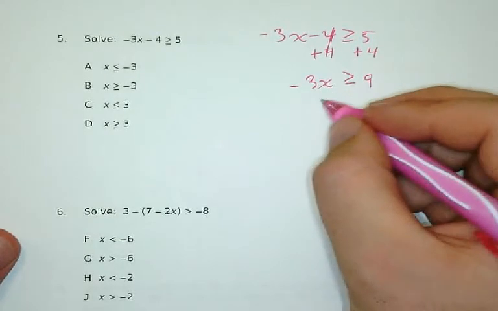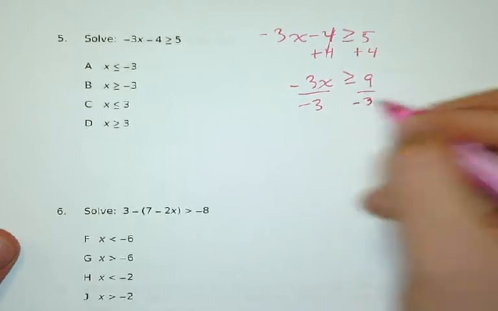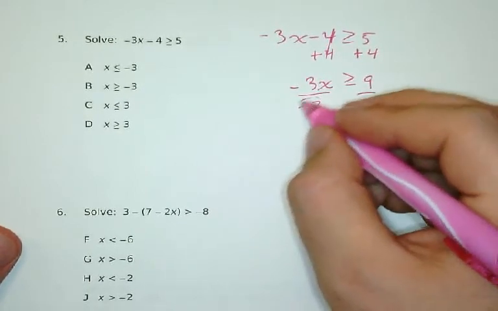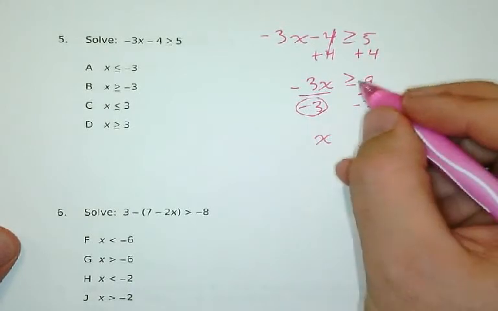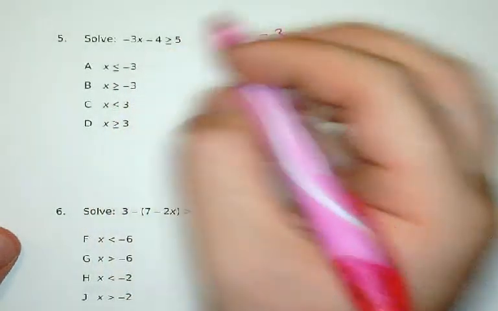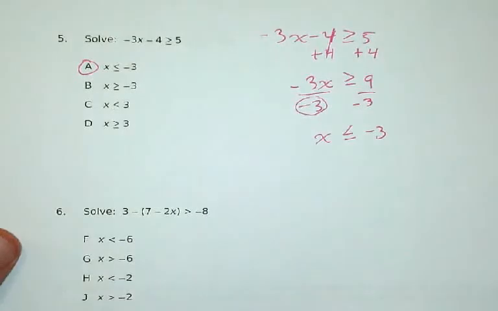And now we need to divide by this. Divide by -3. And I've got x and -3. Now, look at the number we divided by. It was a negative, so our symbol is going to flip. So that's actually going to be answer choice A.